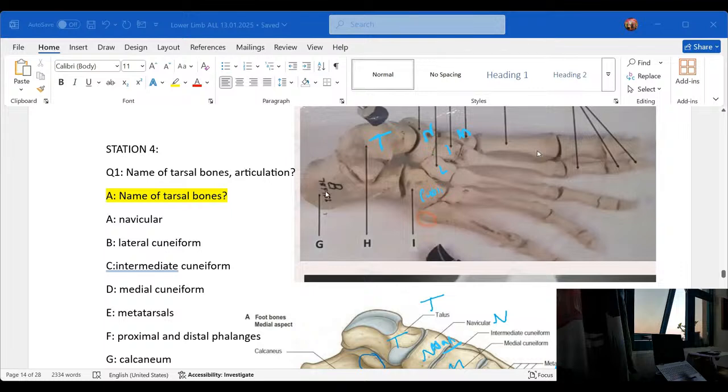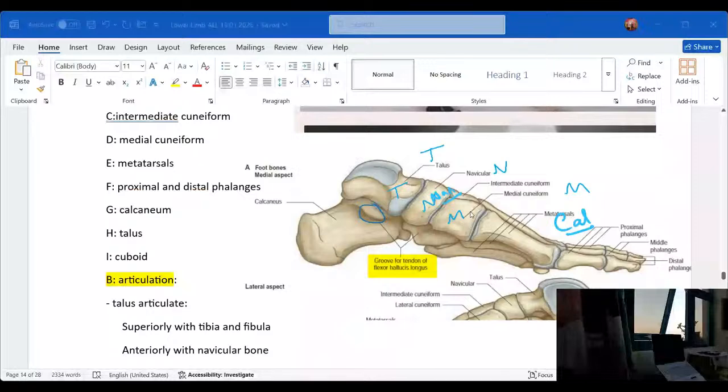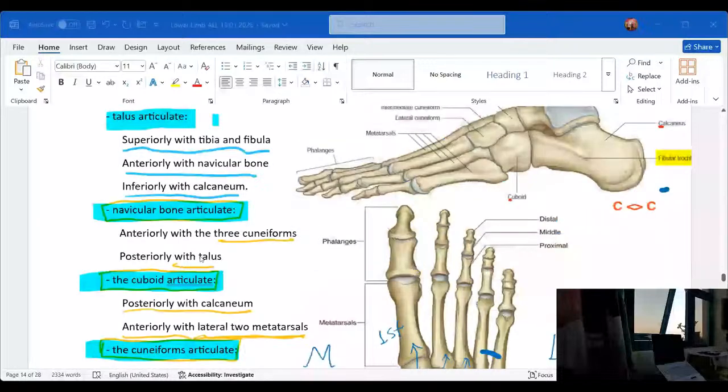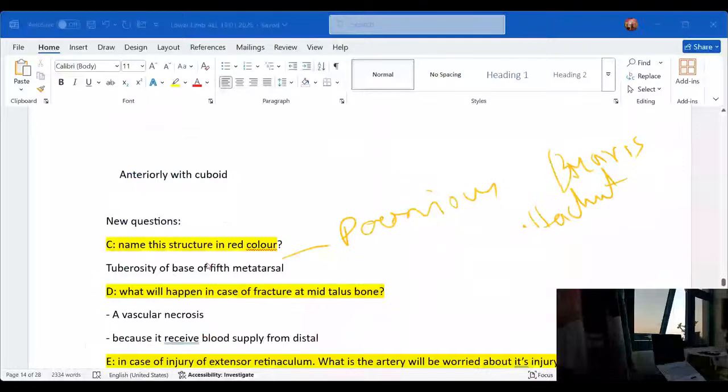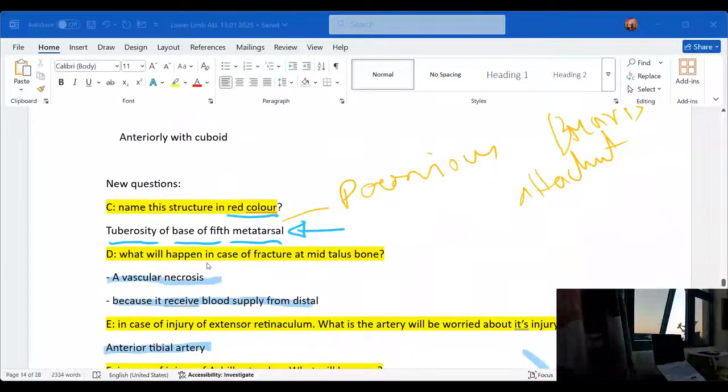This is calcaneum, talus, navicular, medial three cuneiforms, cuboid, and metatarsals. So in the medial longitudinal arch, name the structure in red color: tuberosity of the base of the fifth metatarsal.